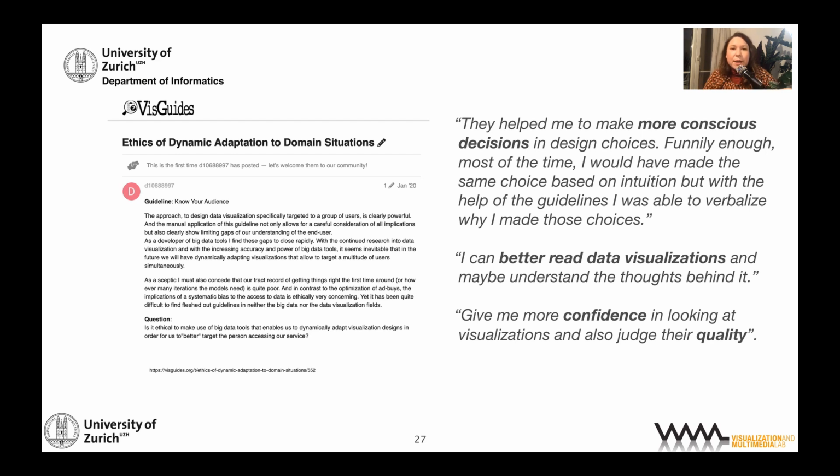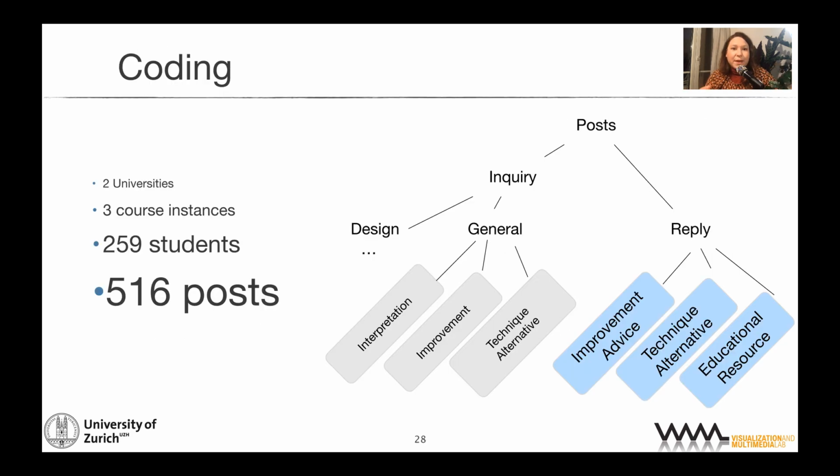We wanted to dig further into the data, so we coded the purpose of the posts and replies into 2 dimensions. One is inquiries and the other replies, to capture both behaviors. For the inquiries, we defined a first categorization that separates the inquiries into general and visual design. In the case of general inquiry, we defined categories such as interpretation, whether it was an inquiry about improvement or a technical alternative. And in the case of visual design, we were more specific and labeled subcategories such as effectiveness, clutter, readability, etc. In the case of the replies, we coded whether it was a reply with an improvement advice, an alternative advice, or an additional educational source.